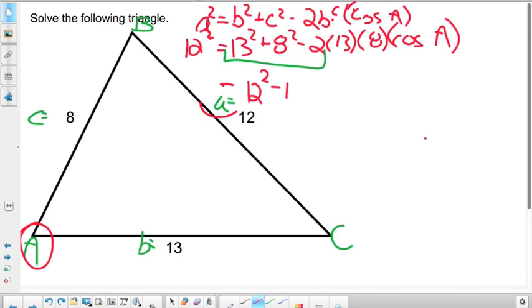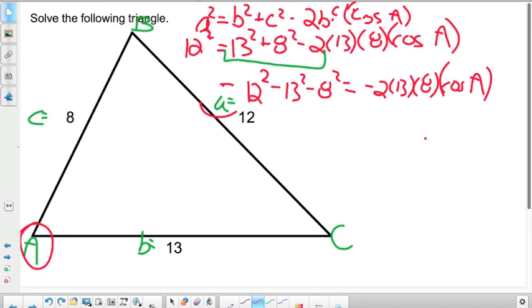So I got 12 squared minus 13 squared minus 8 squared is equal to negative 2 times 13 times 8 times the cos of A. It's just 12 squared. Notice I left the squares alone because I don't want to expand yet. I might make an error copying the numbers, especially with 6 digits like the last example.